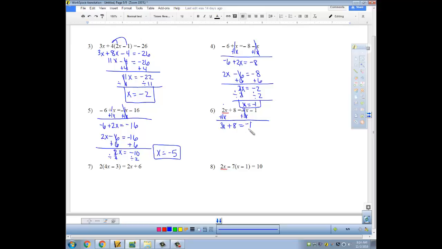Now this is already written with the variable first, so that helps me out. Instead of plus 8, I'm going to subtract 8 from both sides. We get 3x equals negative 1 minus 8 is negative 9. Divide both sides by 3 to get x equals negative 3.